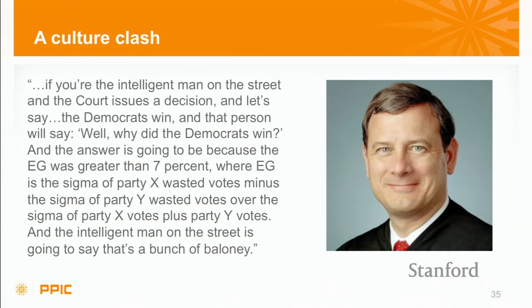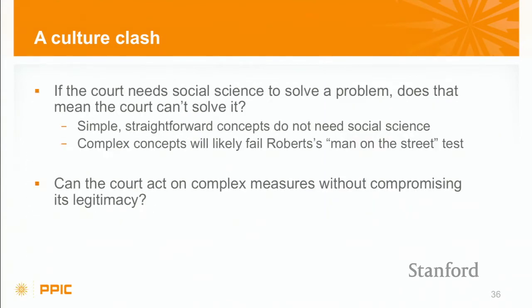He says, if you're the intelligent man on the street and the court issues a decision, and let's say the Democrats win, and that person will say, well, why did the Democrats win? And the answer is going to be because the EG was greater than 7%, where EG is the sigma of party X wasted votes, blah, blah, blah. And the intelligent man on the street is going to say, that's a bunch of baloney. So he's worried about how this is going to look outside of the court.